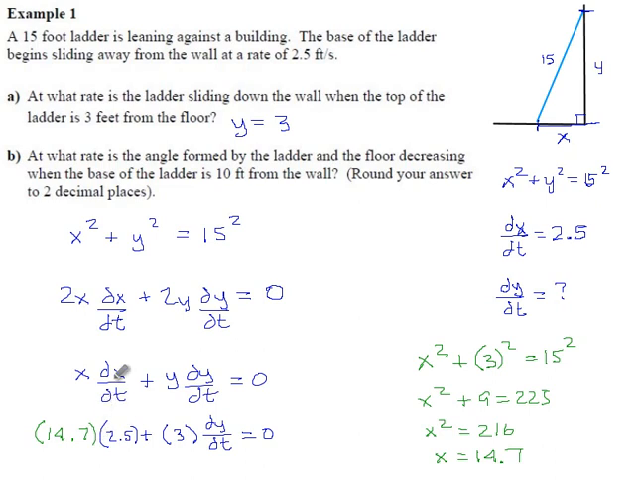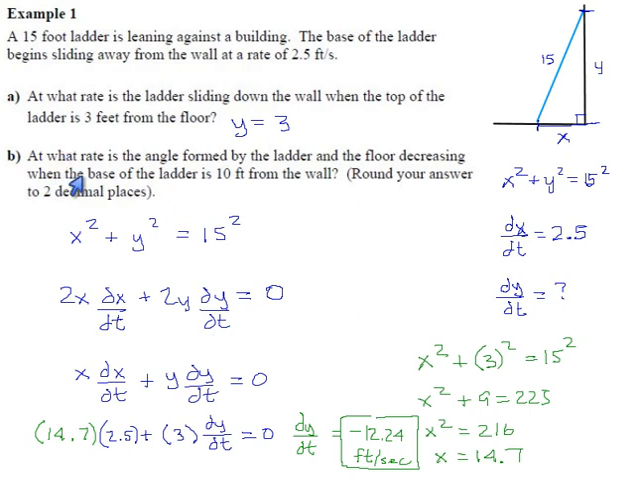And now with a little bit of number crunching, we can find dy/dt. dy/dt should be 14.7 times 2.5. It's negative when we take it to the other side. We divide by 3. I get that dy/dt is negative 12.24. And because it's a y value over time, it should be feet over seconds. So the top of the ladder is dropping at 12.24 feet per second when it's only 3 feet off the floor. Fair enough.